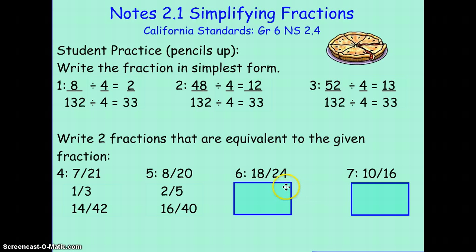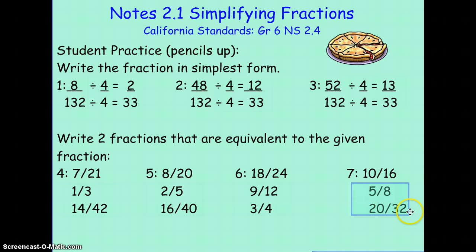Problem number 6, I'm going to divide them different ways. First, I'm going to divide them both by 2, so I get 9/12. Going back to my original fraction, I've decided to divide them both by 6 this time, and I end up with 3/4. Again, all three of these fractions are equivalent. Their simplest form is 3/4. Number 7, I'm going to divide them both by 2 and multiply them both by 2. So here I have 5/8 and 20/32. That is the simplest form.